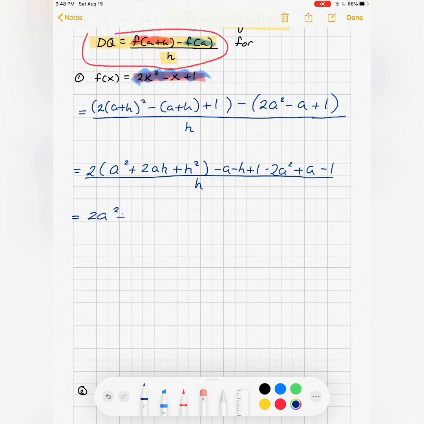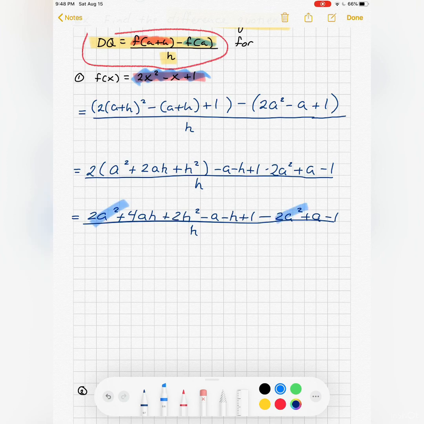Okay, I'm looking for a lot of cancellation. All right, so let's see, the a squareds cancel. What else? The a's, the 1's. So I have 4ah, 2h squared, minus an h.